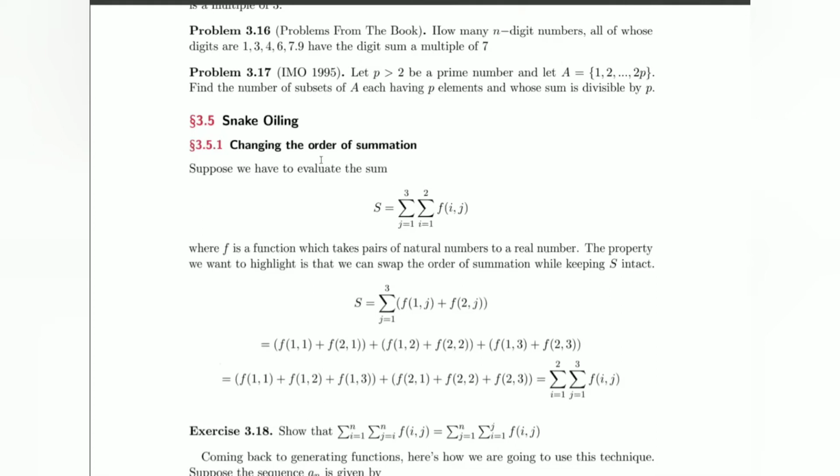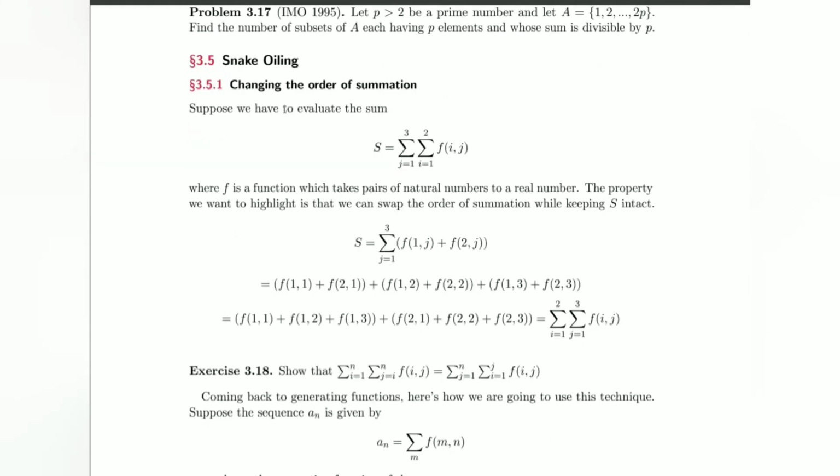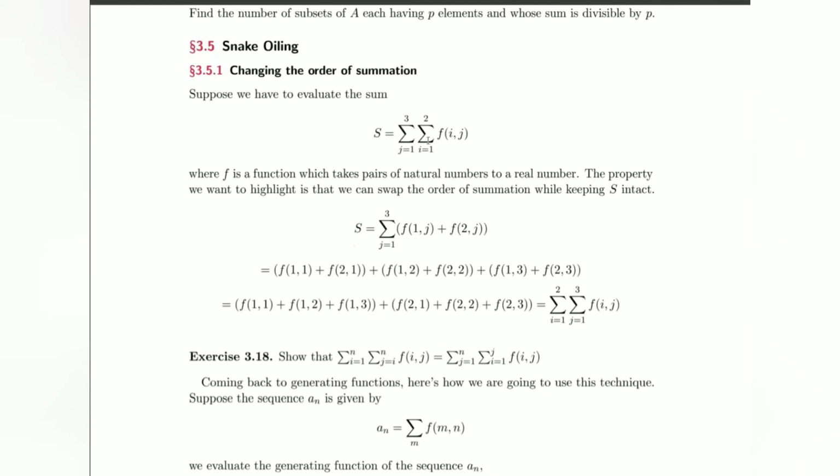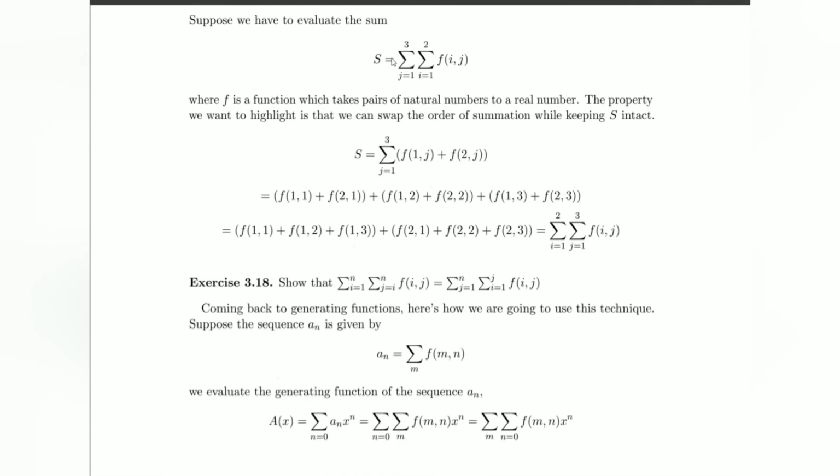Before that, suppose we have a double summation, that is the sum over i equal to 1 to 2, the sum over j equal to 1 to 3, of f(i,j), where f is some function. What this means is you compute the inner summation first and then you compute the outer one. Now we will show that you can interchange the sigma signs and still keep S constant. The inner sum over j is f(i,1) + f(i,2) + f(i,3). So this becomes f(1,1) + f(2,1) + f(1,2) + f(2,2) + f(1,3) + f(2,3).